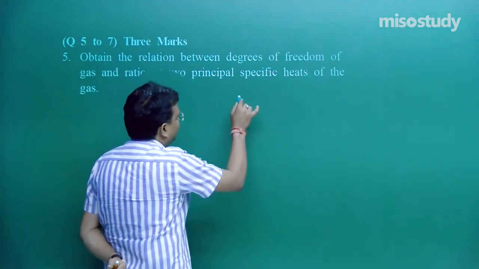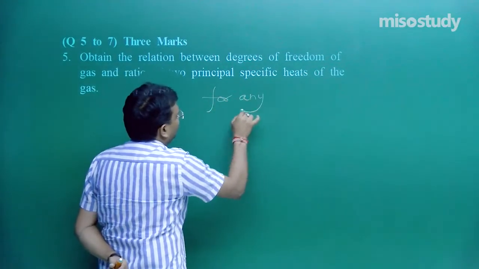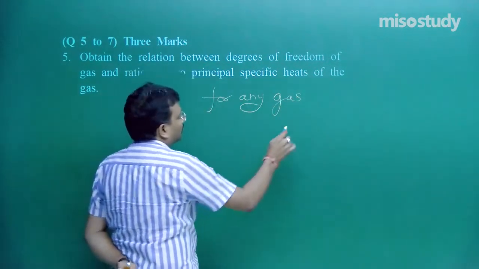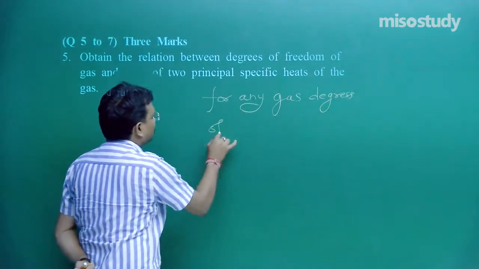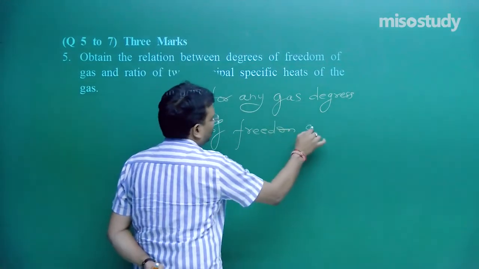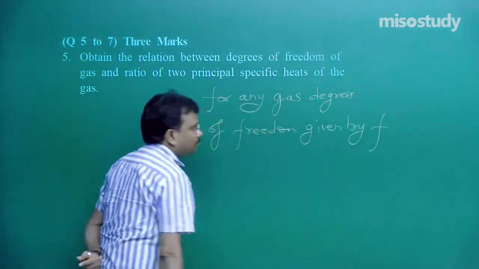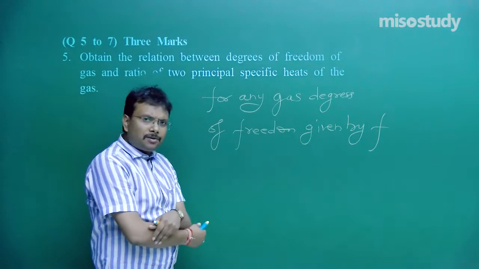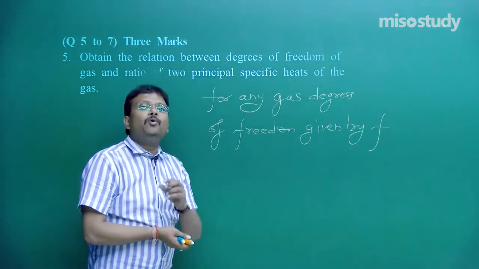Degrees of freedom, for any gas, is given or represented by f, or sometimes small n. Fine. Now degree of freedom means, as I already explained in our videos, for example a monoatomic gas.